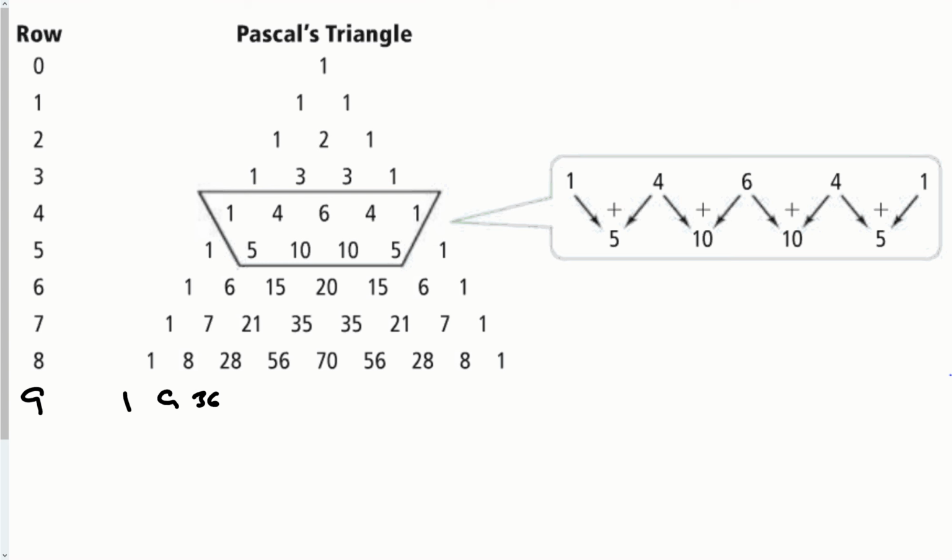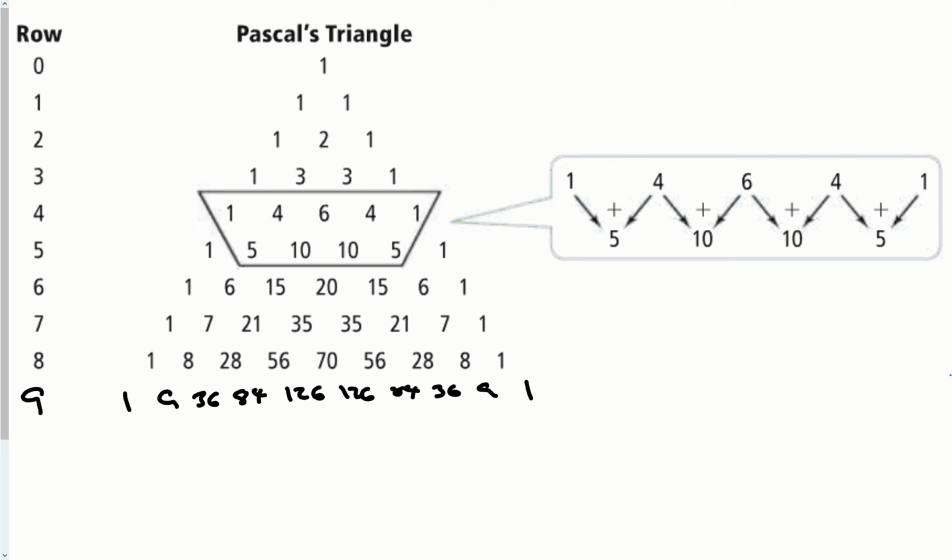28 plus the 56 gives me 84. 56 and the 70 give me 126. And notice that they either have a middle or they repeat each other, and the left side is going to be the same as the right side. So this is going to be 126 again, 84, 36, 9, and 1. Okay? And again, we can keep this going as long as we want to.